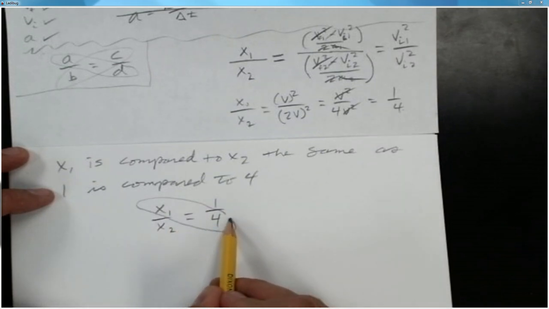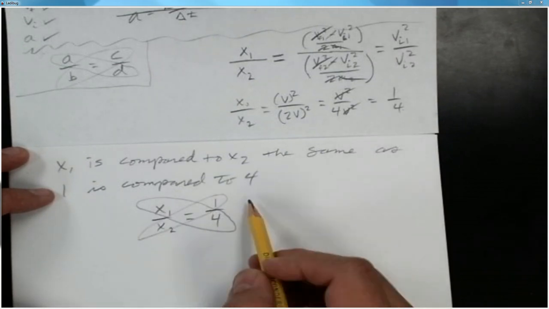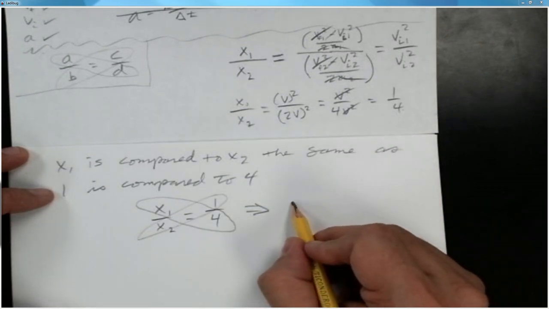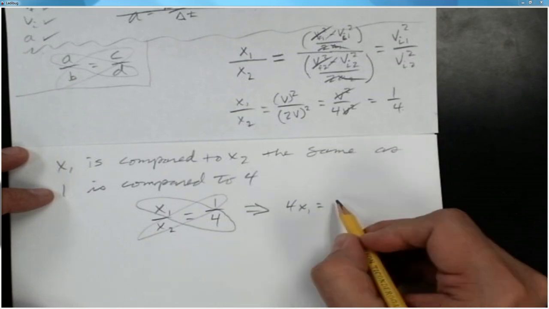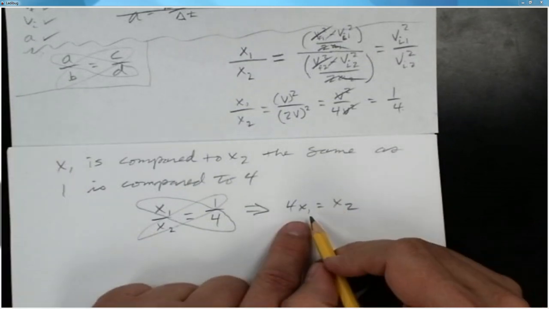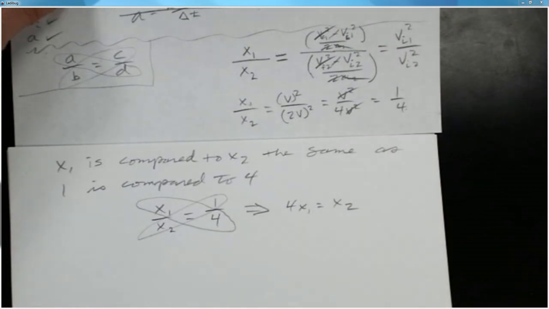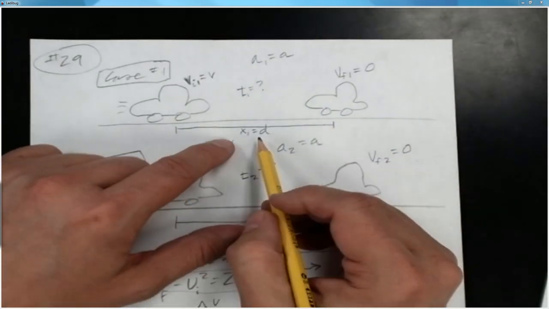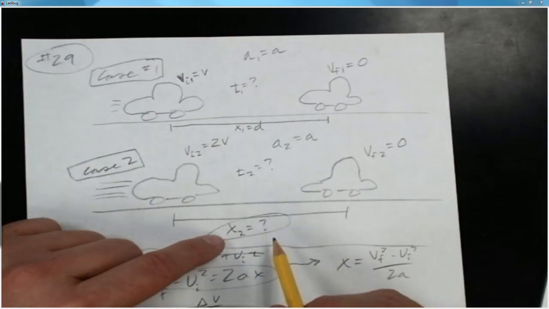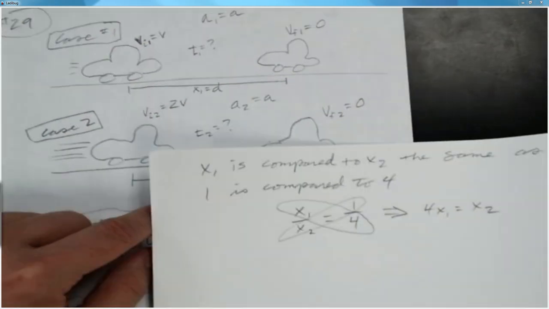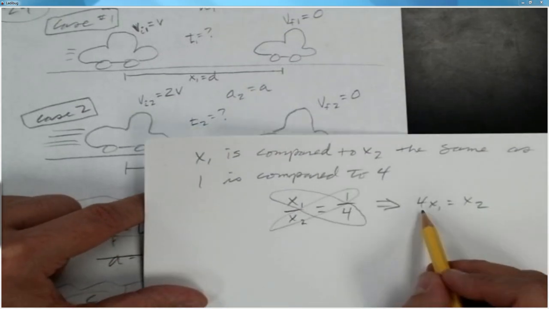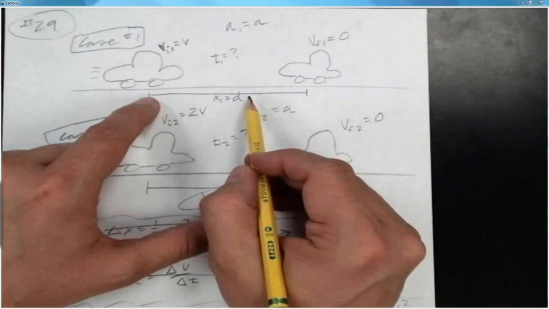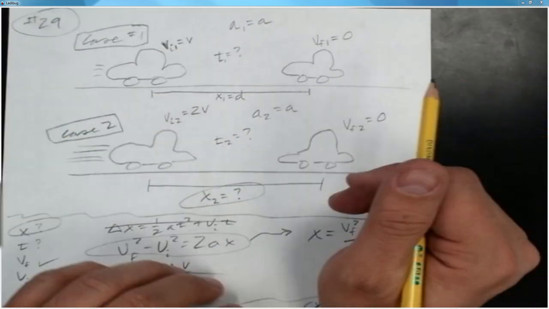But she taught me this thing called the butterfly method where you cross multiply and set them equal to each other. Your math teachers probably taught you something like this. This becomes 4x1 is equal to x2. So that means, let's look back at our picture, this distance here, x2, is 4 times the distance of x1. So you'd have to take x1 and multiply it by 4 to figure out x2.